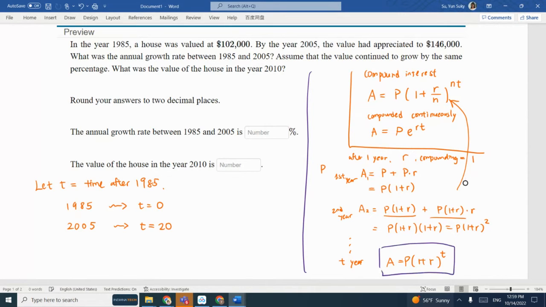And when we use this formula, do you see we have two parameters? One is the principal, one is the growth rate, the growth rate R.